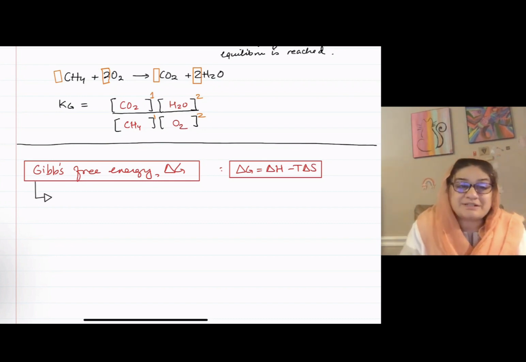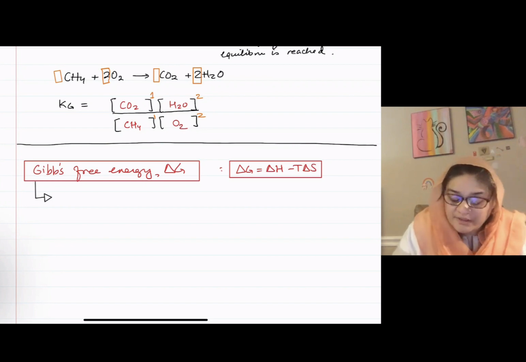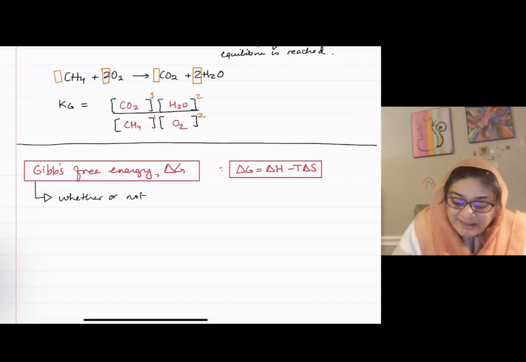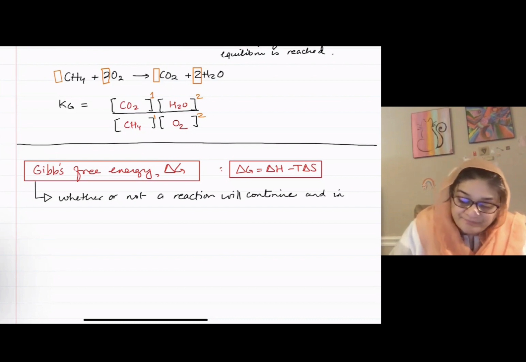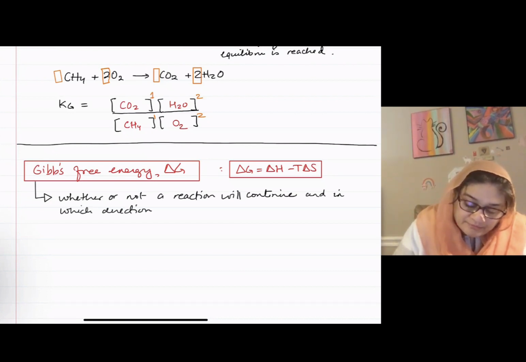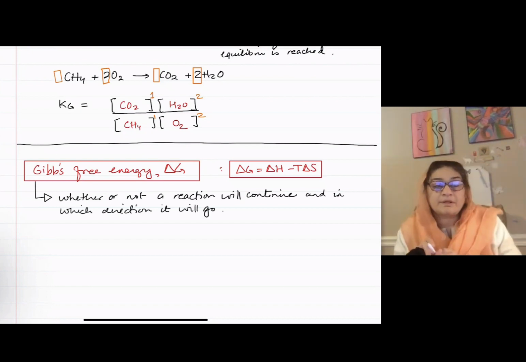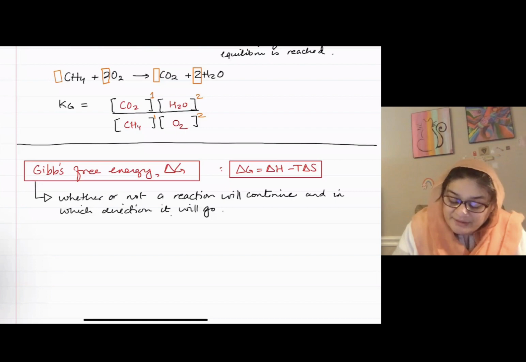Gibbs free energy tells us whether or not a reaction will happen or continue, and in which direction it will go. So, what are the possibilities?